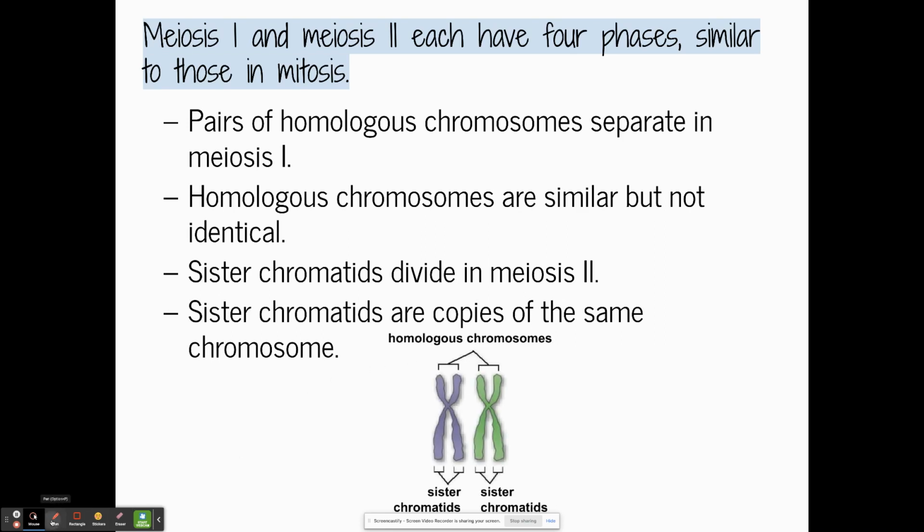If I look on the illustration, here are the homologous chromosomes. So the whole X would be considered a homologous pair, okay? Each individual half of a chromosome is known as a sister chromatid.